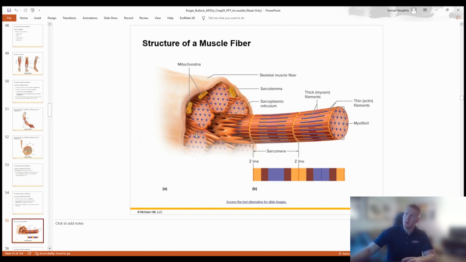Here's what I want you to know in terms of this big muscle fiber picture right here. The sarcoplasmic reticulum is our big overlay over top of the myofilaments, and the sarcoplasmic reticulum, once again, is where we have that storage of calcium.